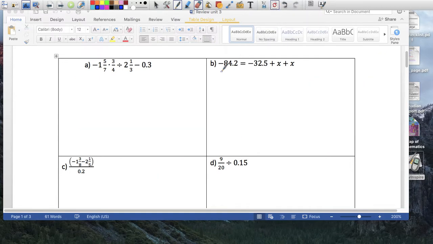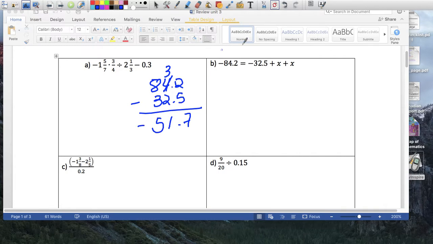So over here, let me try a different way to show you. So I need to find two exact same numbers that added to 32.5 will give me 84.2. And in this case, what we can do is find the difference between 84.2 and 32.5. If I subtract these two, let me borrow from the 4. You get 51.7. So I know that I can write this like this, plus x, and I know that these two have to be negative 51.7, because if I add negative 51.7 plus 32.5, I get 84.2.